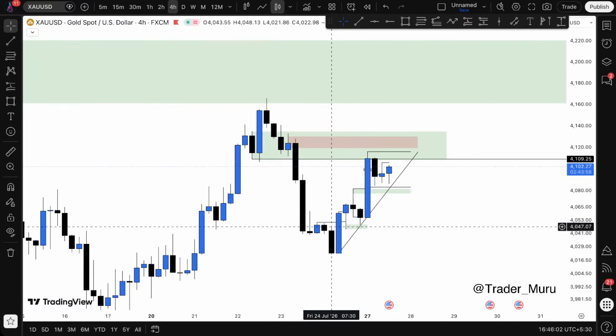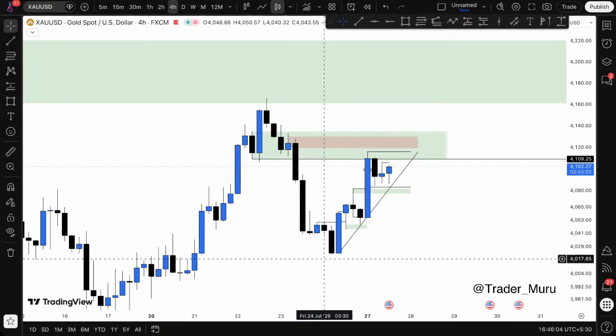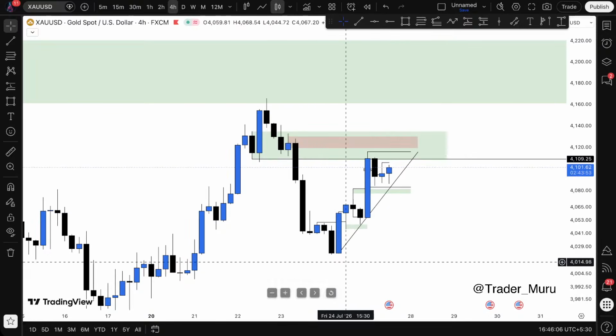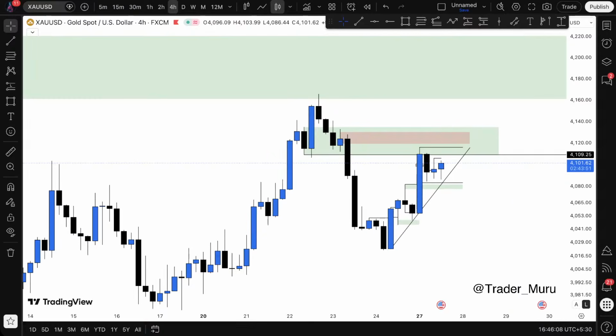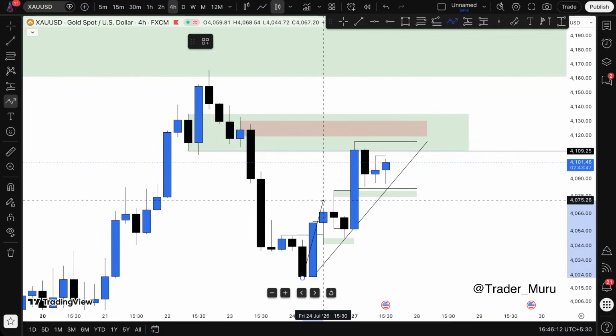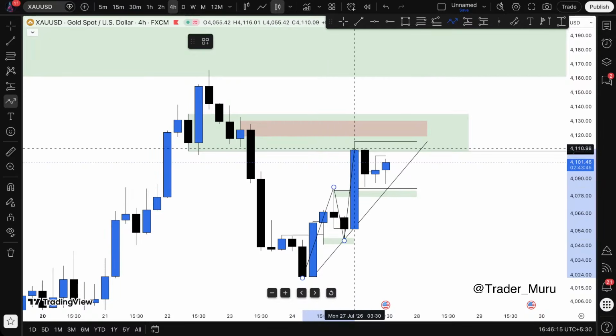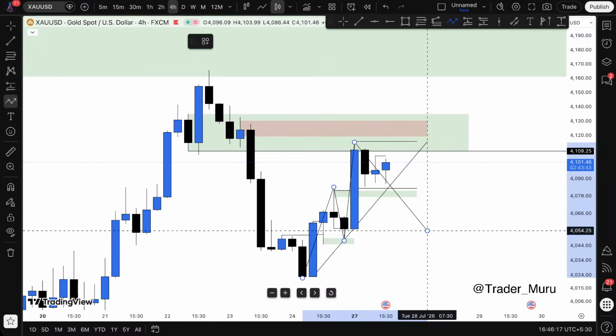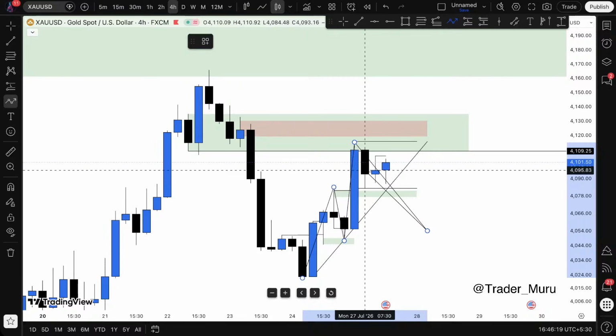We don't have any internal structure other than this one. We have only a 1 2 3 pattern. This is 1, 2, and this is 3. There is no proper retracement here. This is not a retracement.